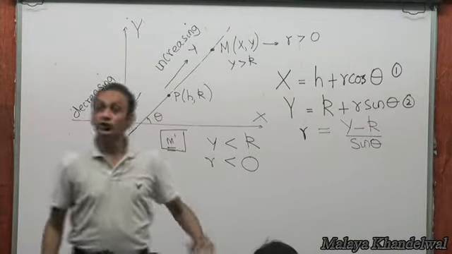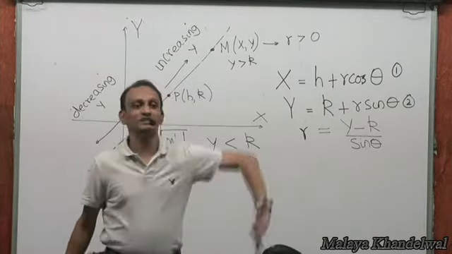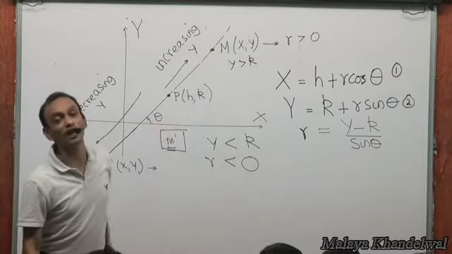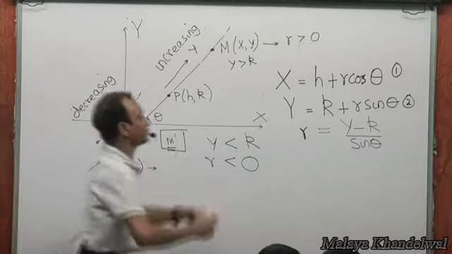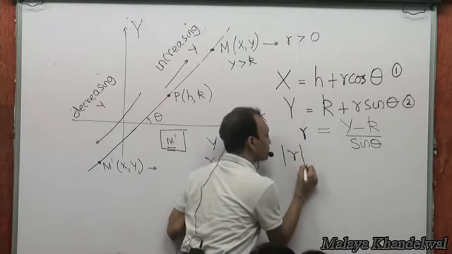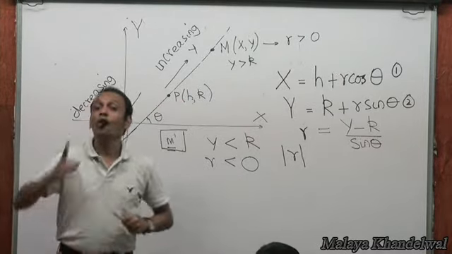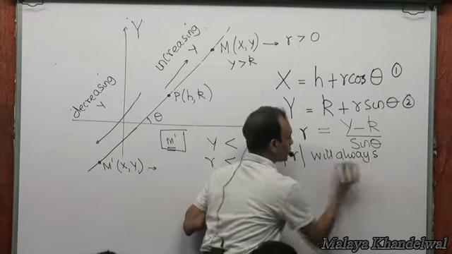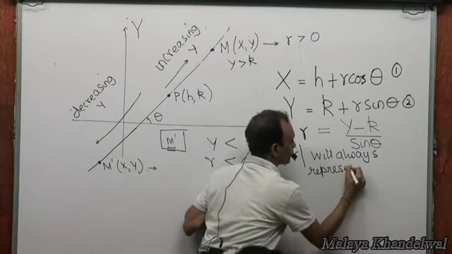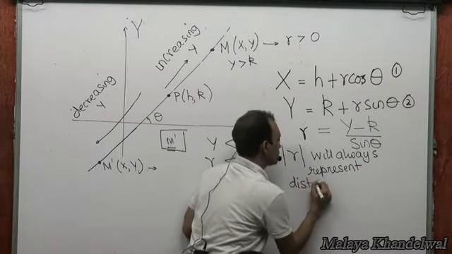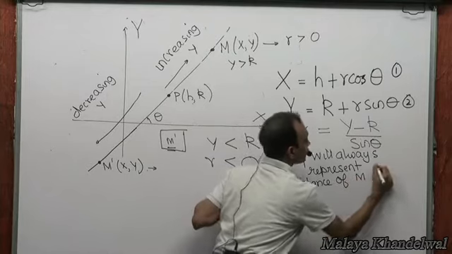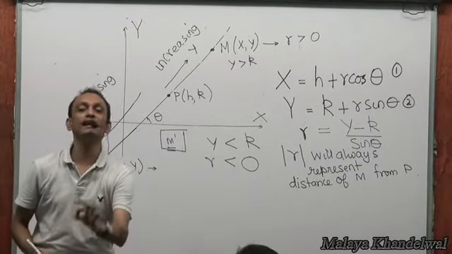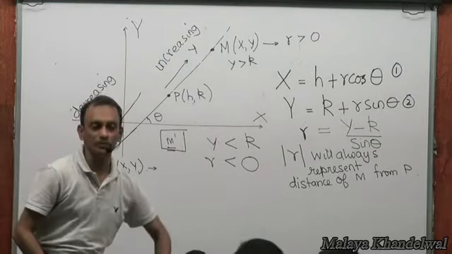But the important thing is, no matter what sign it has, no matter where M lies with respect to P, on one side of P or on the other side of P, R may be positive or negative, but the magnitude of R, mod R, no matter what R is, positive, negative or 0, mod R will always represent the distance of M from P. No matter where M lies, whether R is positive or negative, mod R will be an easy representation of the distance of the moving point M from the fixed point P.